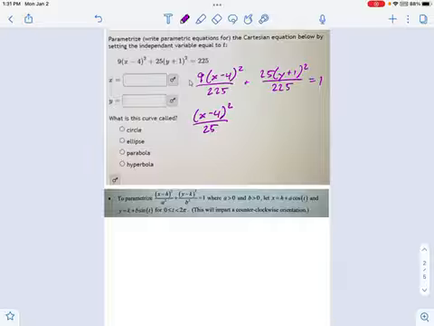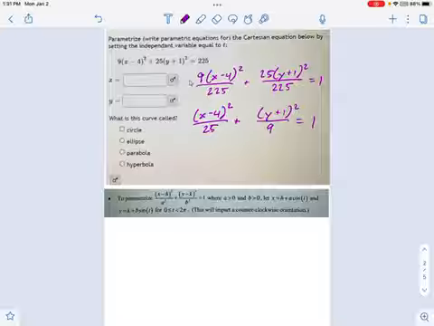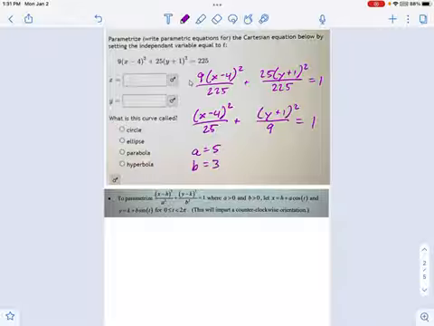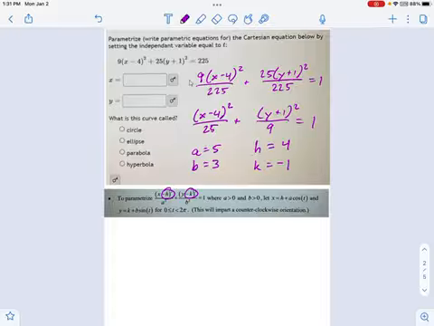So I get (x minus 4) squared over 25 plus, and this one simplifies also, to 9. It won't always be pretty, but in these examples, I made them so they wouldn't give you too much hassle. Now if you look at this equation again, I want a and b. a is equal to 5, b is equal to 3, because 5 squared is 25 and 3 squared is 9. h goes with x, so that's 4. And k goes with y, so that's -1.